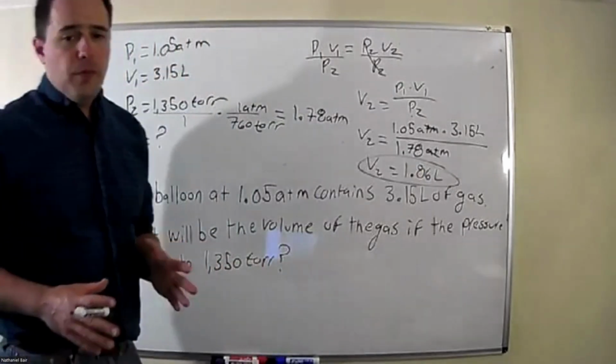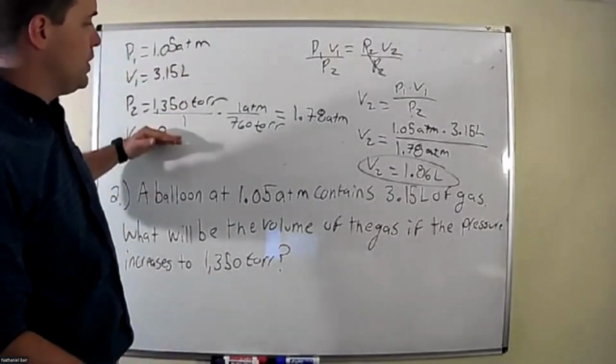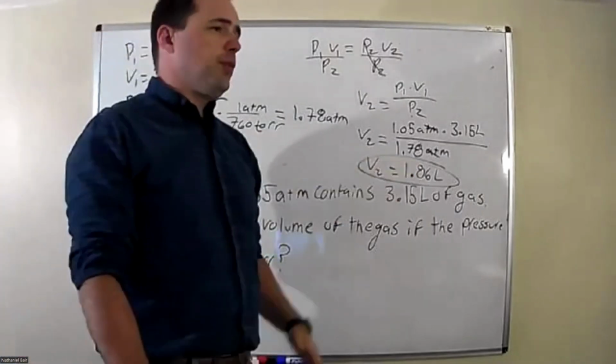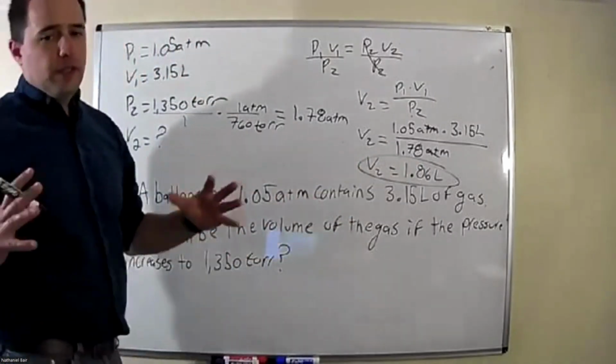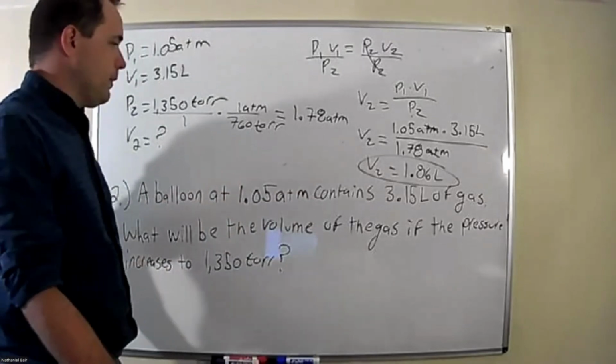Boyle's law says pressure and volume are inversely proportional. If the pressure increases, then the volume should decrease, and it does. Goes from 3.15 down to 1.86. Essentially, you're smashing it down. So, of course, it's going to shrink.